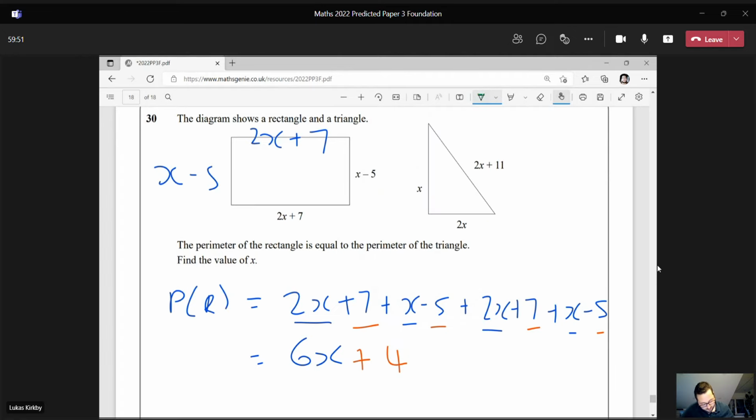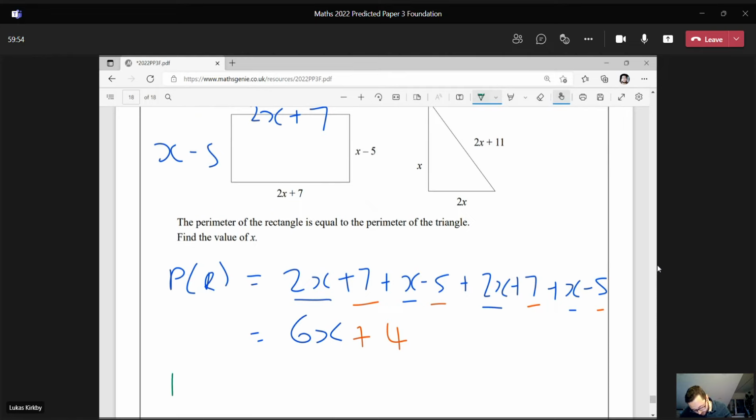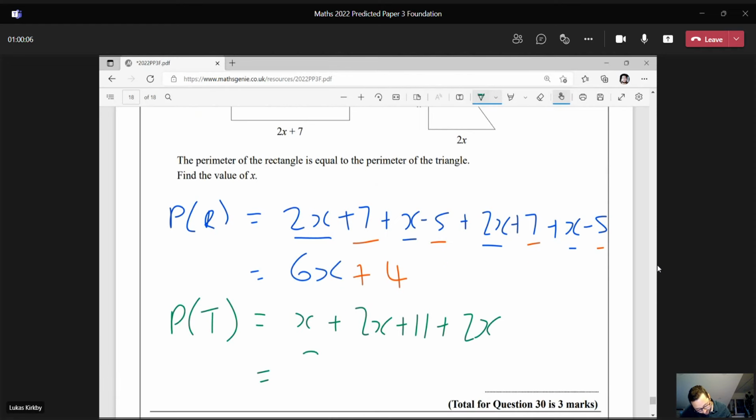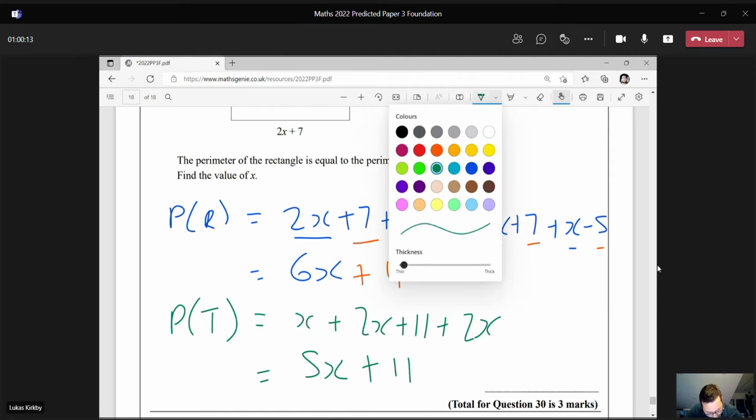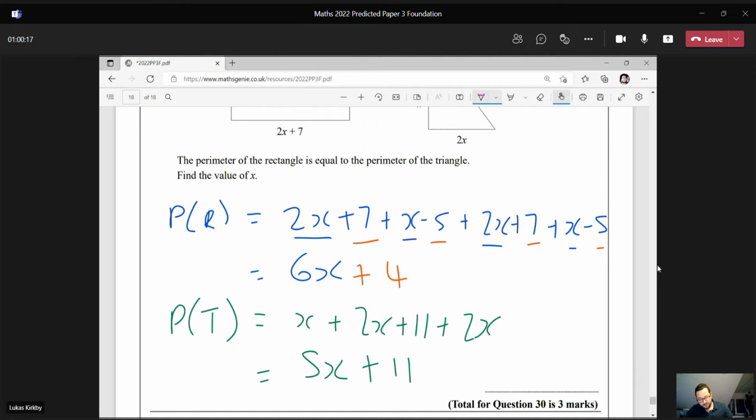Great. Now then, the perimeter of the triangle is going to be all the triangle sides add up. So we've got x plus 2x plus 11 plus 2x. How many x's have I got this time? Well, it's going to be 5x, and then I've got 11. Okay. So now then, running out of space because I'm with my finger, I'm on size 1,000,000 fonts. So we want them to equal each other. So we've got that 6x plus 4 equals 5x plus 11.